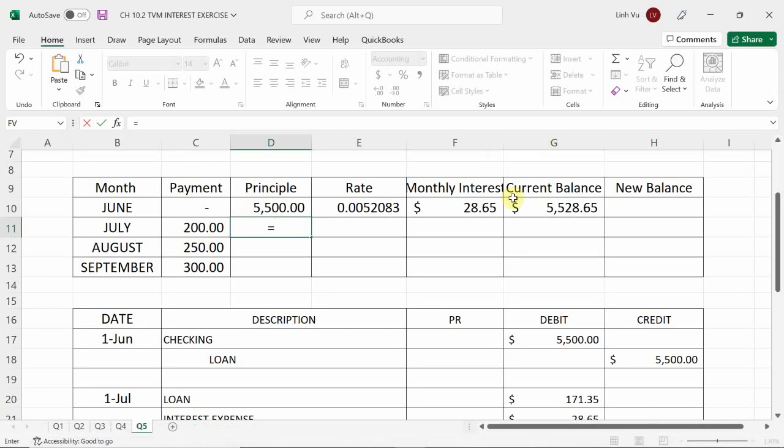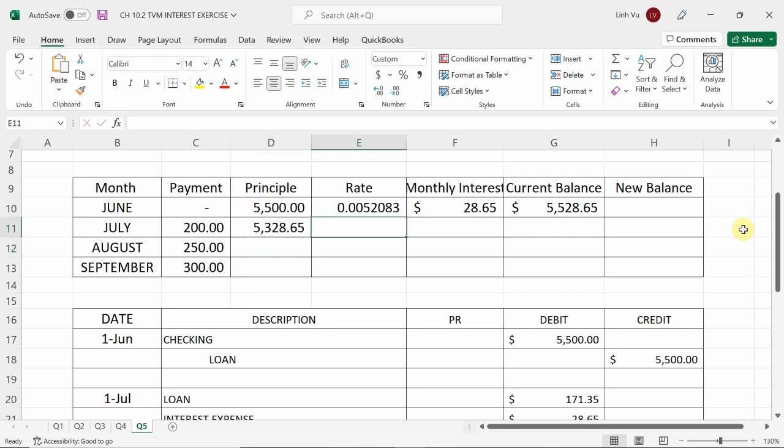Okay, so I owe right now $5,528.65. And I paid $200. So what's my new principal going to be? $5,328.65. Okay. So now that's my new principal.